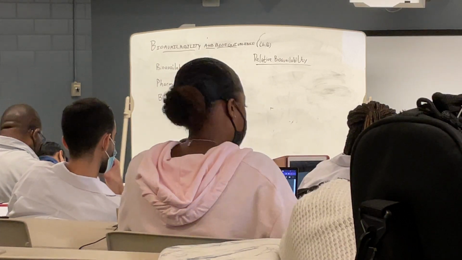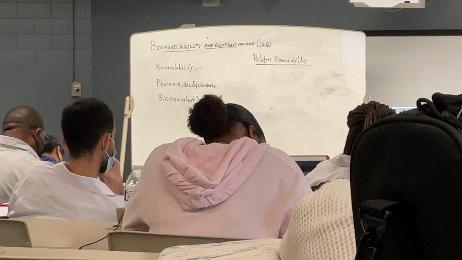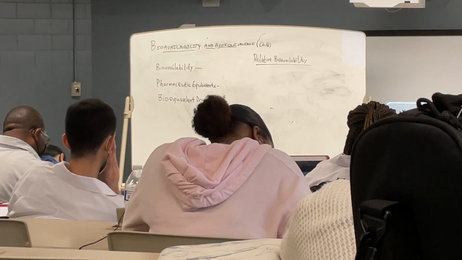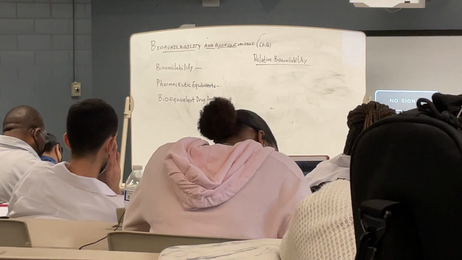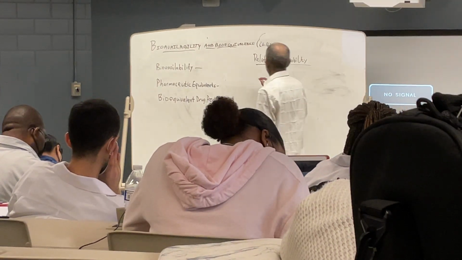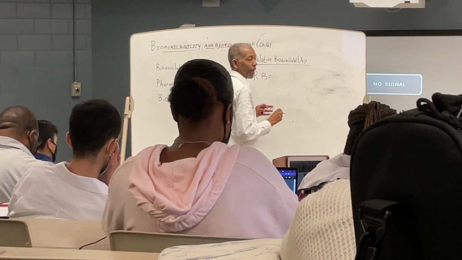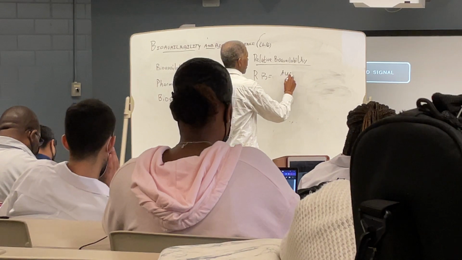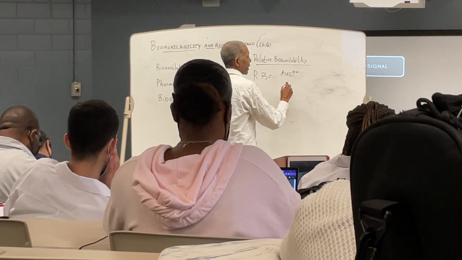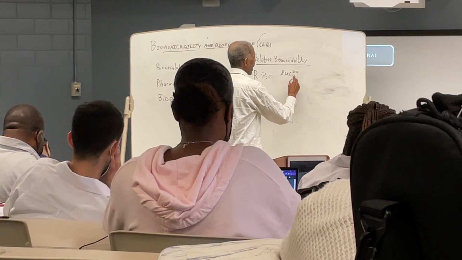So relative bioavailability is the availability or the absorption of a drug product as compared to a recognized standard. Okay. So we can calculate relative bioavailability. I'm just going to abbreviate it as RB. So the relative bioavailability is the area under the curve from 0 to infinity, okay, for drug product A.